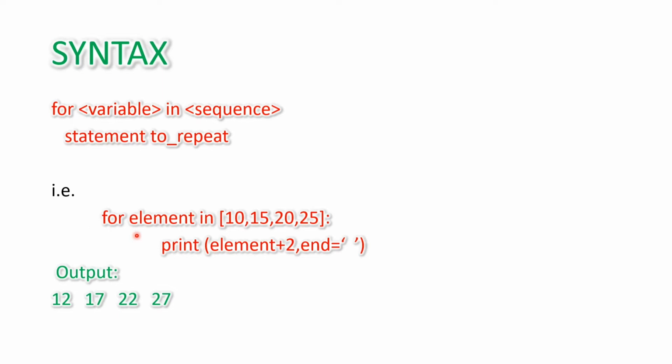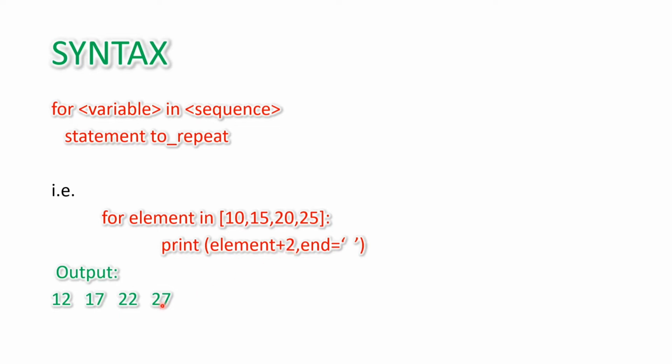The element will be initialized by the value 10, and then it will print element plus 2, that is 12. After that, again element will be initialized by 15 and it will print the value 15 plus 2, 17, and then it will reach 20. Element will be initialized to 20 and it will print 20 plus 2, 22. After that again it will become 25 and it will print 25 plus 2, 27.